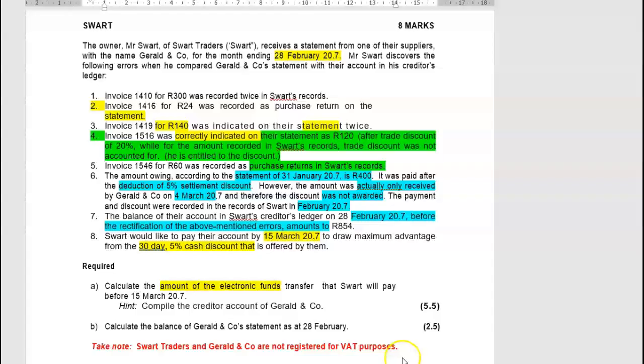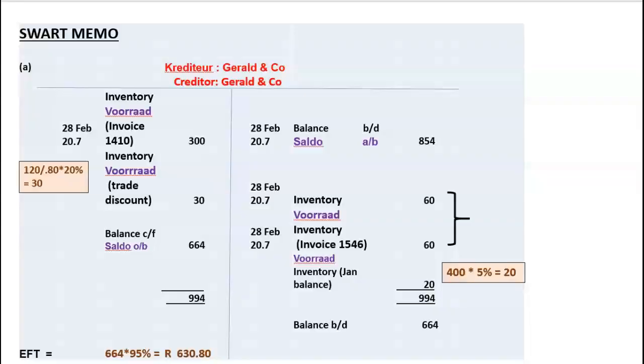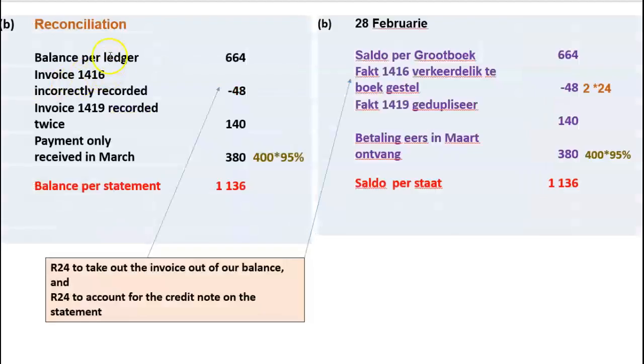The B part of the question wants what was the balance of the statement at the end of January, and therefore we're going to do this calculation here. 664 less 48 plus 140 plus 380 will give us our statement balance at the end of February of 1136.